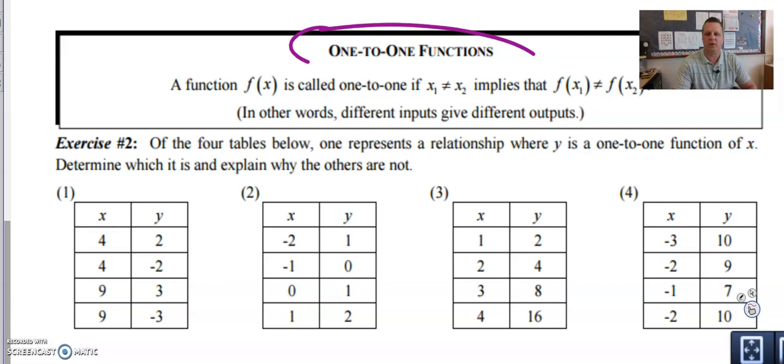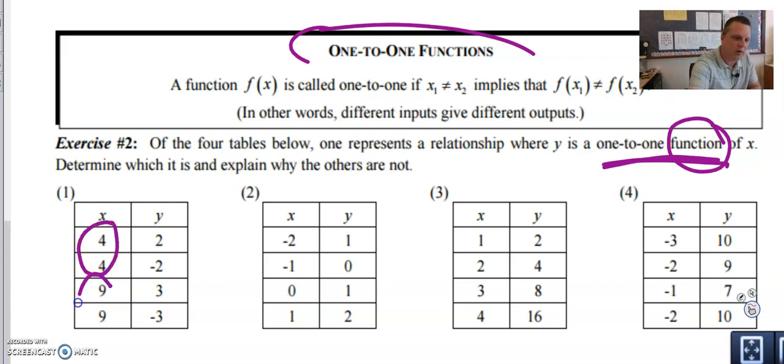Of the 4 tables in exercise 2, one represents a relationship where y is a one-to-one function of x. Determine which it is and explain why the others are not. So the key thing you look at first is always whether it is a function. A function has to pass the vertical line test. That means it can only have one y value for each x value. Okay, it can't have doubles.